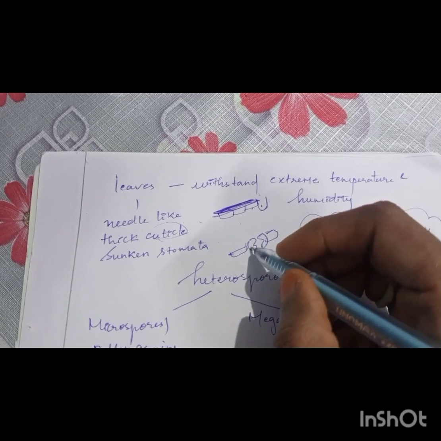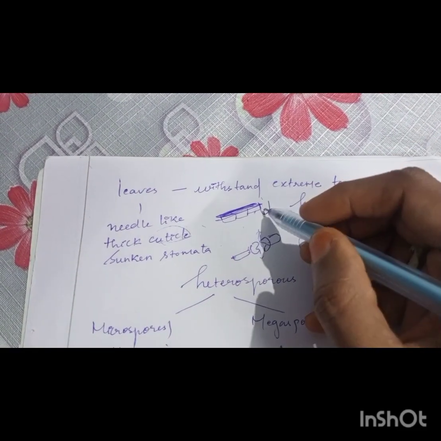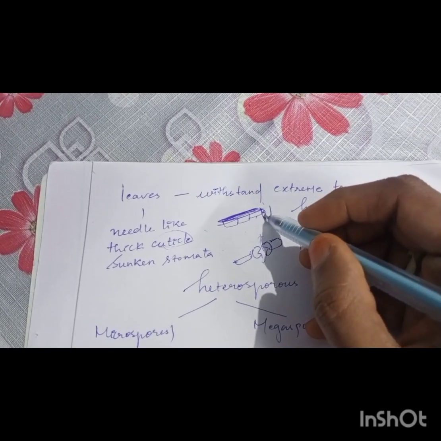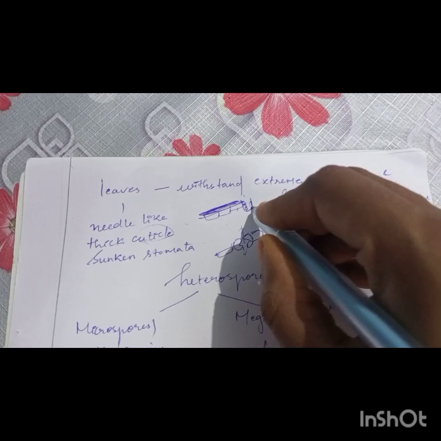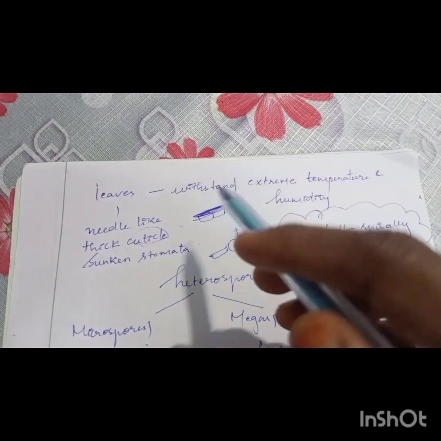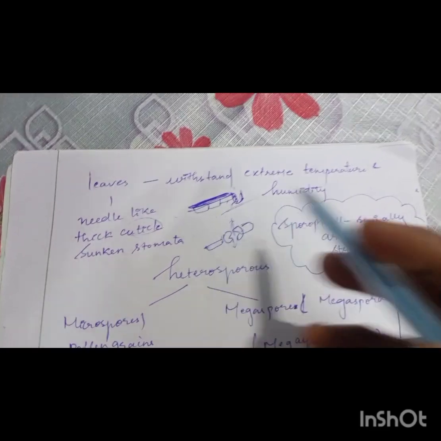So it is exposed outside. It facilitates gaseous exchange, whereas in the case of sunken stomata, it is embedded inside. So this provides an additional mechanism to survive heat as it reduces the excess loss of water.